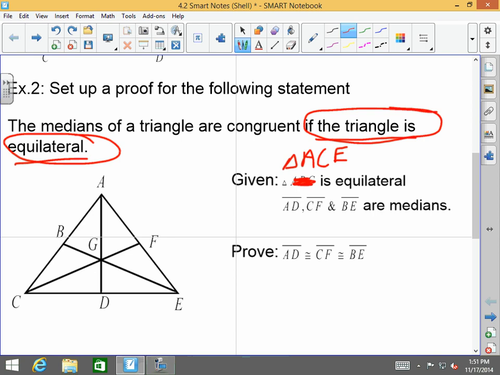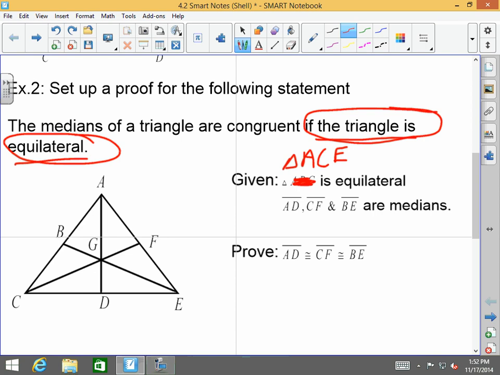Then BE will cut AC into 2 congruent parts, which would be AB and BC. CE would be cut into 2 congruent parts, which is CD and DE. AE would be cut into 2 congruent parts, which would be AF and FE. Okay? Those would all be congruent because halves of congruent segments are congruent. Exactly what I just said.